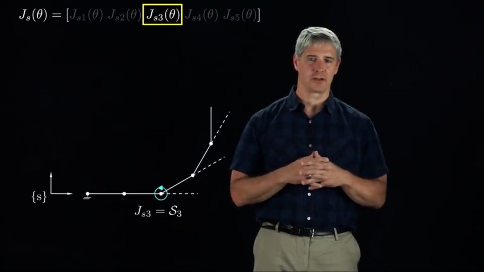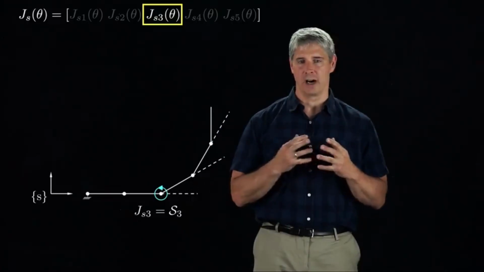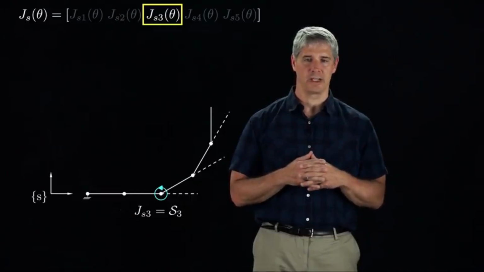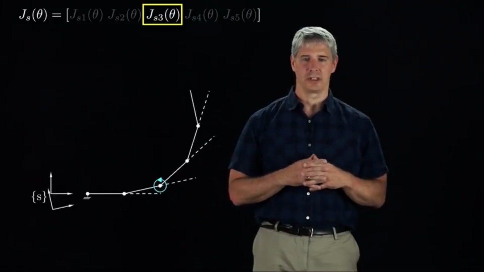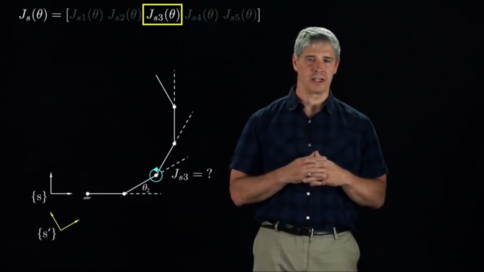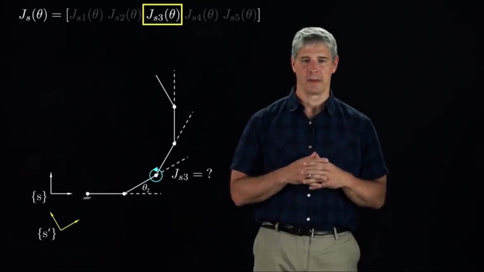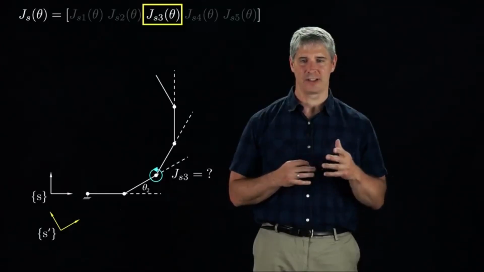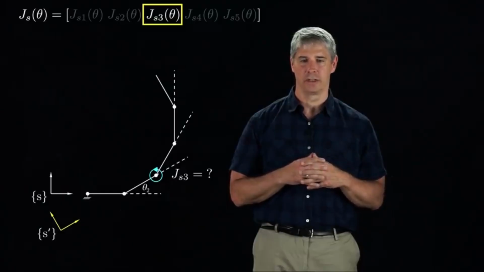Again, the configuration of joint 3 relative to the S-frame is unaffected by this motion, so JS3 is unaffected by joint 3's value. Now we rotate joint 2 by theta 2. Now we see that the configuration of joint 3 has moved relative to the S-frame, so JS3 must change. But we've drawn a new frame, S prime, that has the same relationship to joint 3 that the frame S had to joint 3 before joint 2 moved.